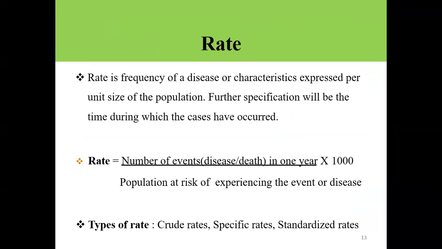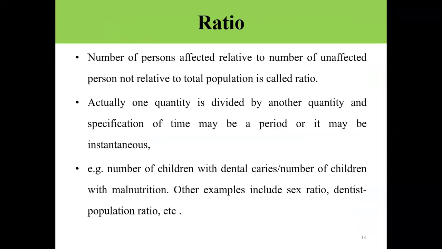Rate: it is the frequency of disease or characteristics expressed per unit size of the population. Further specification will be the time during which the cases have occurred. So different types of rate are crude rate, specific rate, and standardized rate.